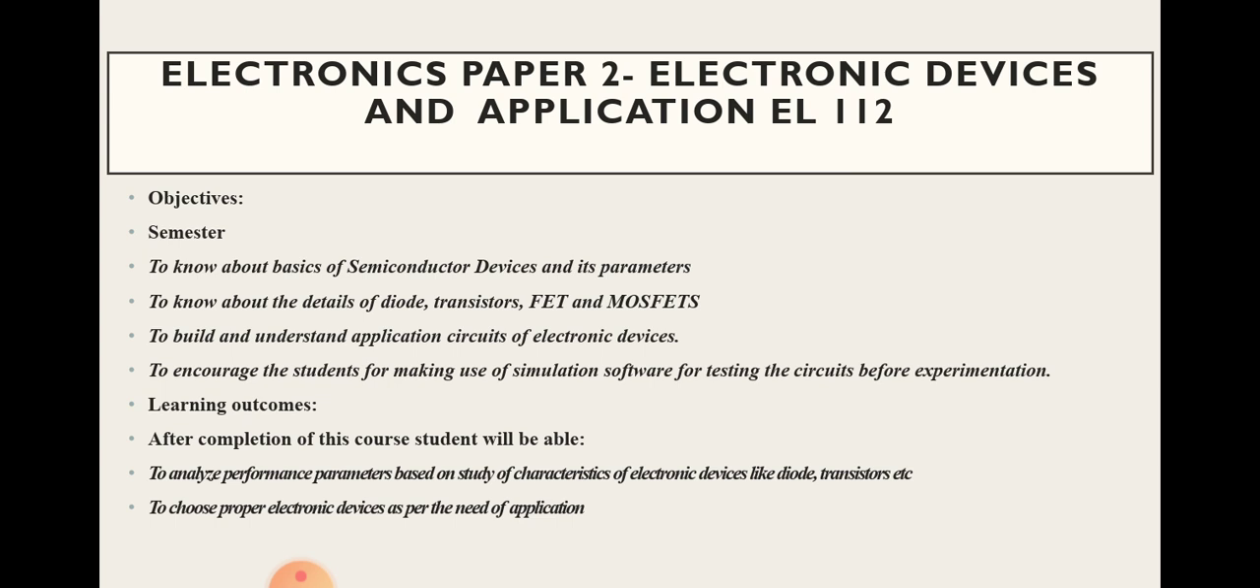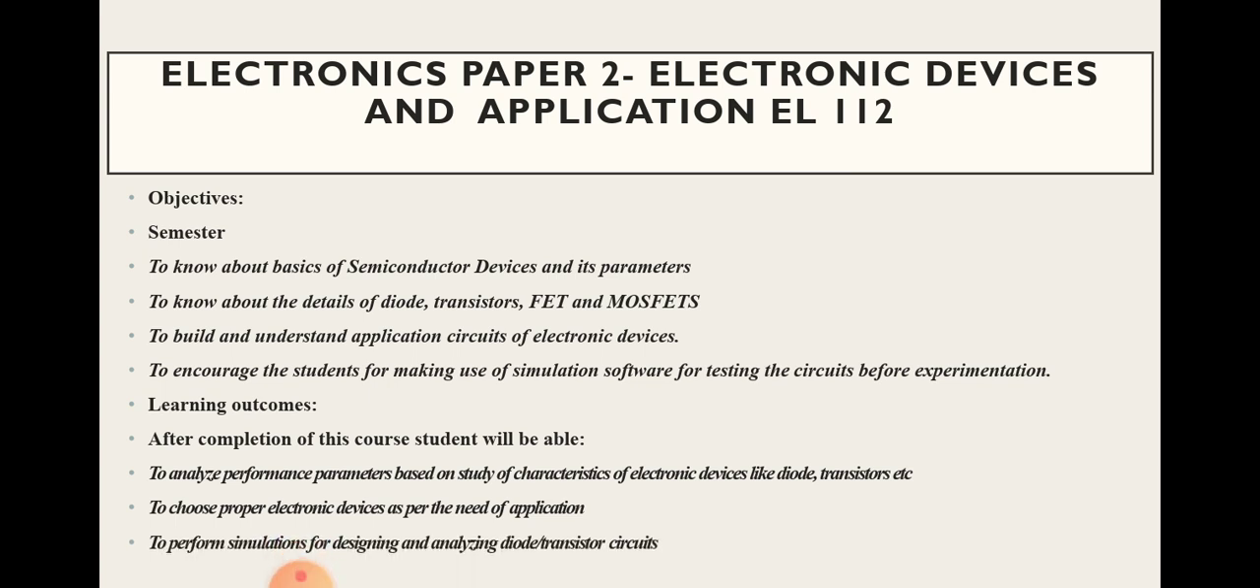For example, mobile charger. What is the role of mobile charger? You connect your mobile charger to AC mains, but your mobile requires plus 5 volt DC. So in that charger, there is a device which converts AC form of energy into DC form, and that device is diode. So you can choose any kind of component according to its application.